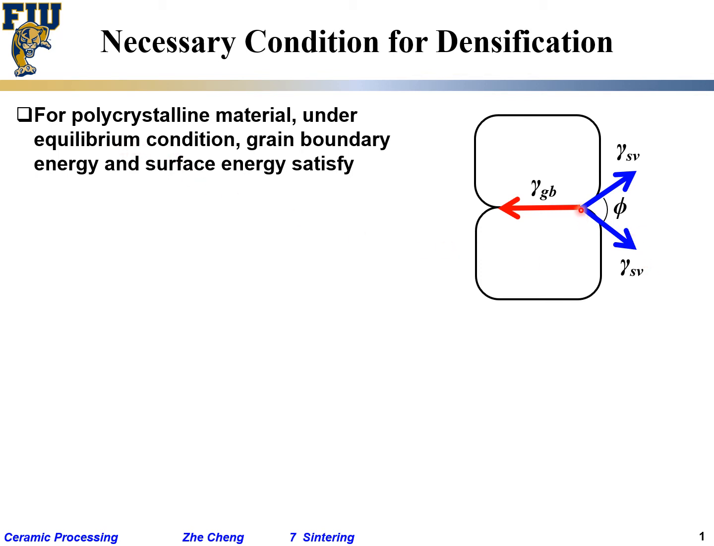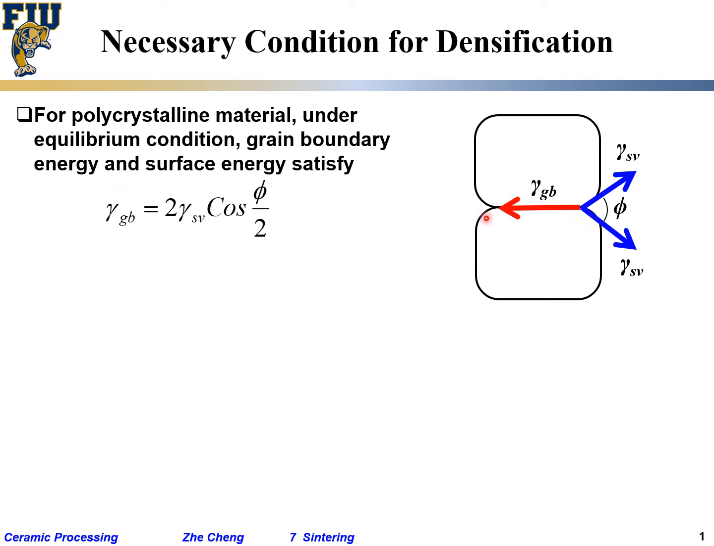The grain boundary energy or the effect due to grain boundary will try to move this point which way? Towards the left. Why? Because grain boundary energy is trying to shrink the grain boundary area. At the same time, the surface tension or surface energy is trying to shrink surface area. So you see these two are counteracting each other. Make sense? The surface energy is trying to move this point towards the right side. So under equilibrium condition, we would have this relationship.